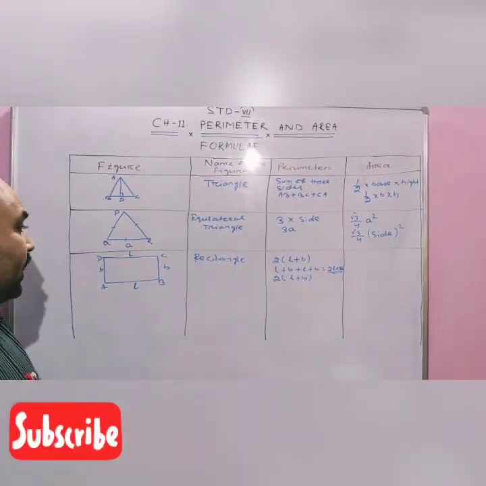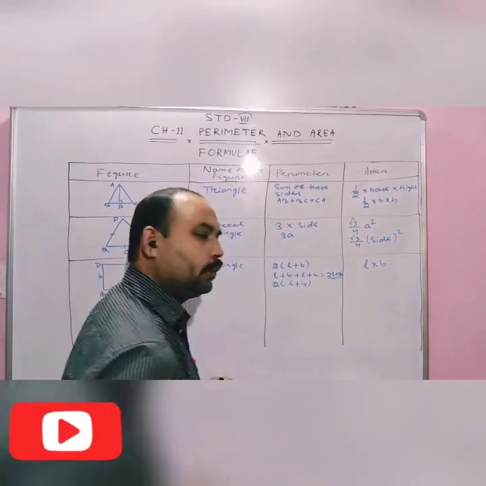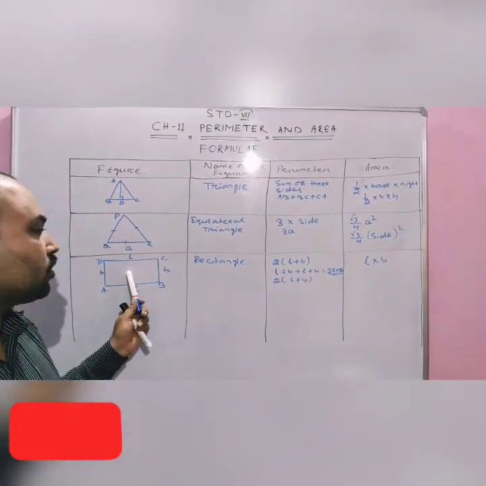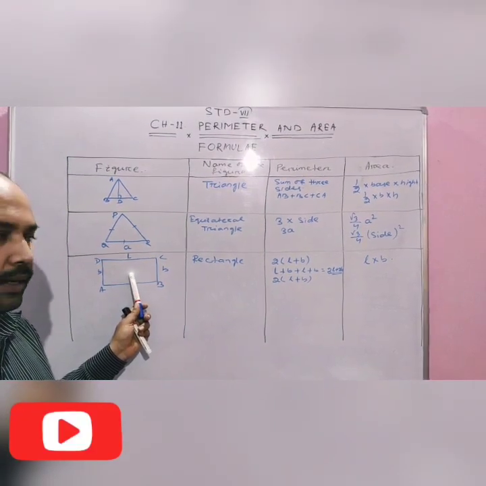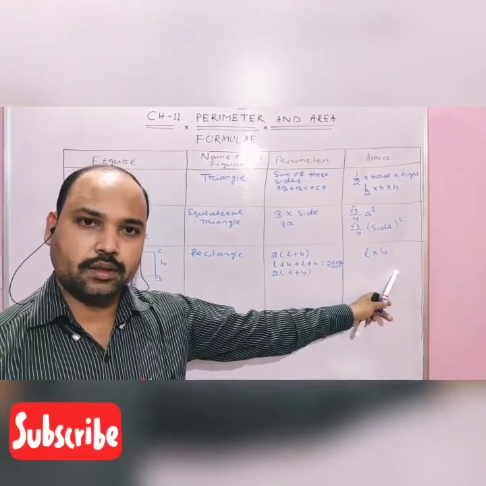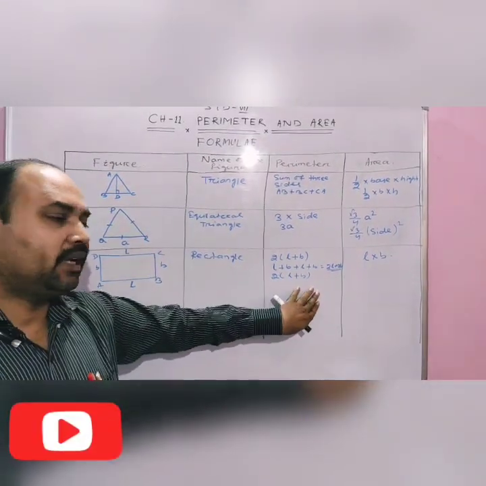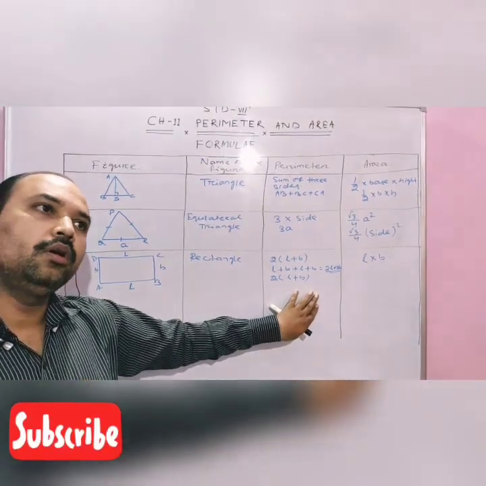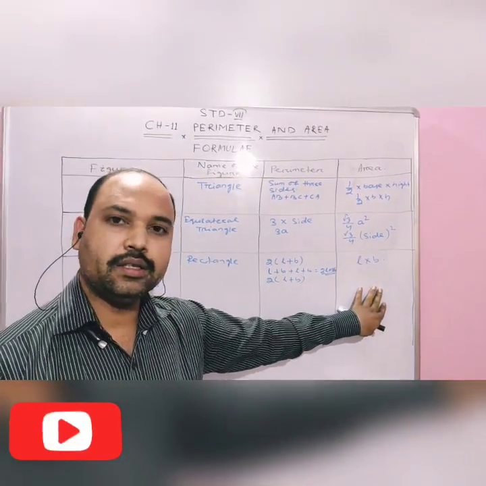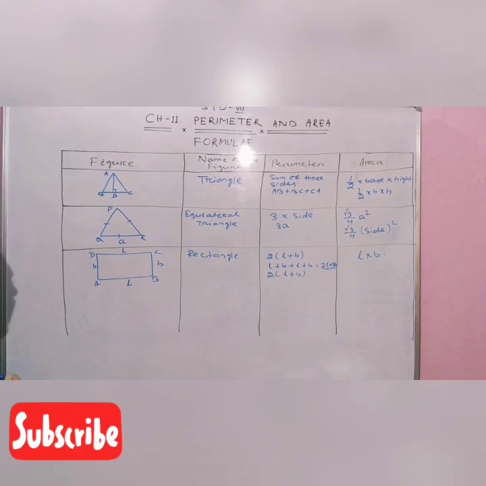So, what is the area formula? Area equals L into B. L into B means length into breadth, meaning how much place is occupied by the rectangle. We get it when we multiply length into breadth. And I already told you that the unit of perimeter is the same as the unit of the length of the side, and the unit of area is square unit. Okay, rectangle completed.